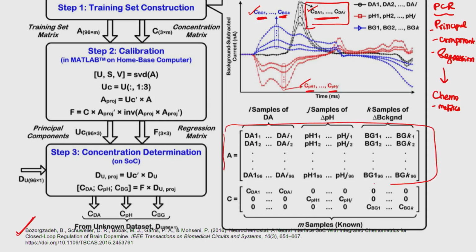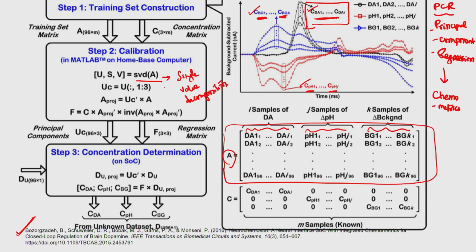They are actually using a method called PCA. PCA is, you can say, an unsupervised approach where there is not a training step as such involved, but I will explain what it is. These are the different data sets that they are getting for only dopamine, only pH and only background, and then they are making this data set A and applying this SVD. SVD stands for singular value decomposition, okay, singular value decomposition.